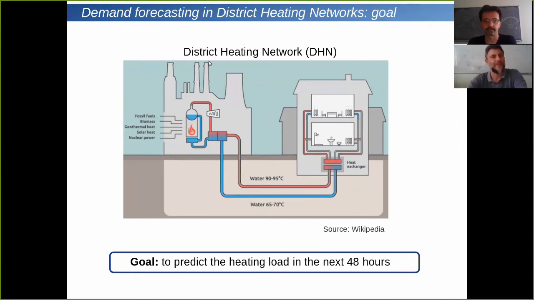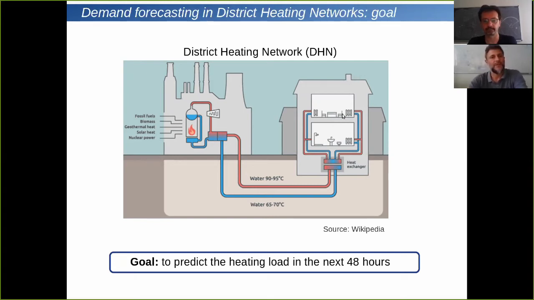Okay, so the problem was to predict the heating load in the next 48 hours of a district heating network, which is a network like this that you can see here in this picture. A power plant produces heat which is distributed to buildings, and of course the amount of heat to distribute depends on weather factors like the temperature or the environment, but also social factors like holidays and other factors.